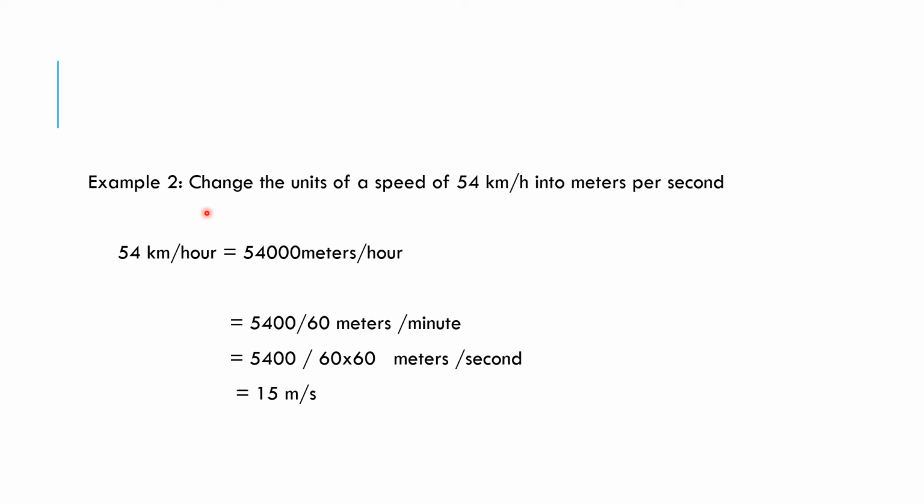Okay. Change the units of a speed of 54 km per hour into meters per second. Now 54 km per hour is equal to 54,000 meters per hour, or is equal to 54,000 over 60 meters per minute, is equal to 54,000 over 60 into 60 meters per second, and that is equal to 15 meters per second. It should be 1000 over here, not 5400. This is 54,000. So 54,000 divided by 3600, that is 15 meters per second.